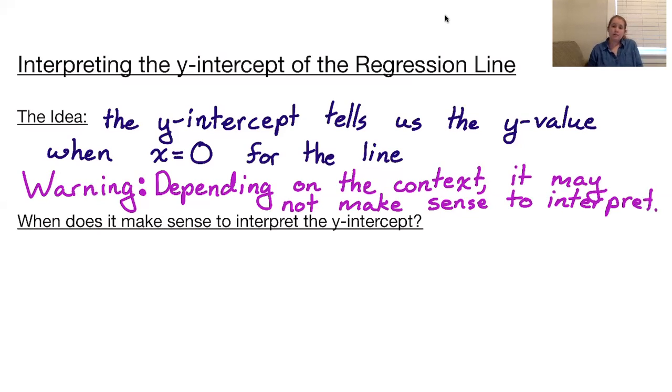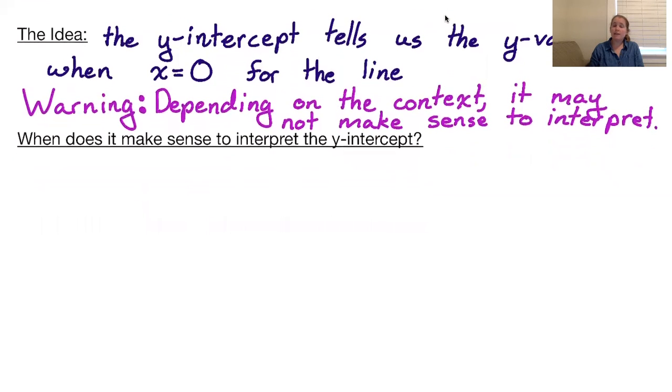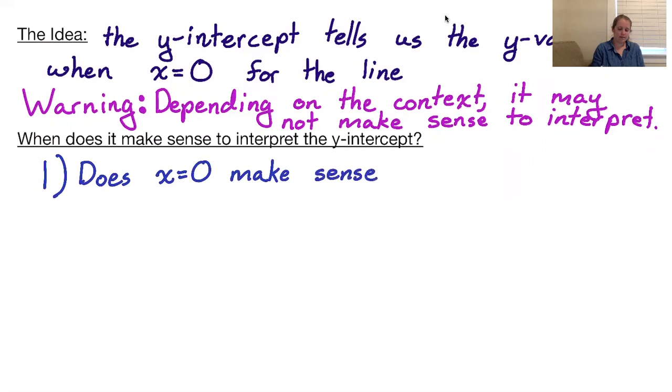So when does it make sense to interpret the y-intercept? We have a few key things to keep in mind. So first up is we want to make sure that x equals 0 makes sense in the context of our explanatory variable. So does x equal 0 make sense in the context of the explanatory variable?